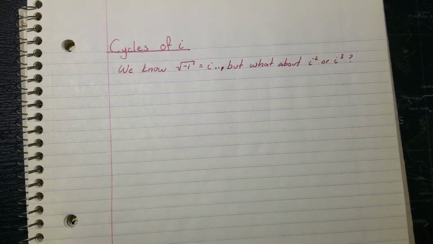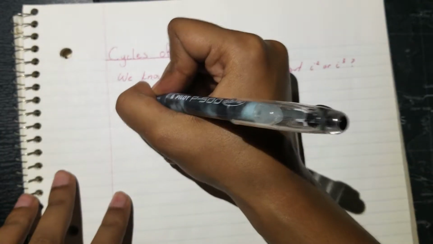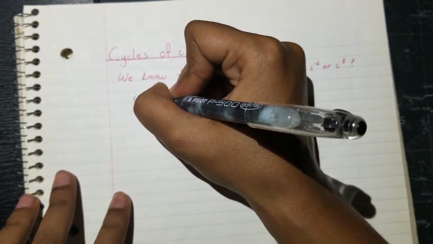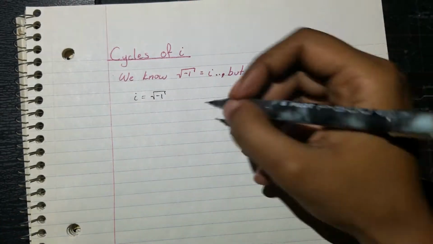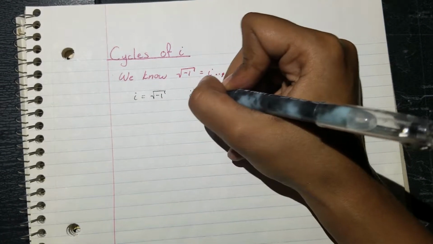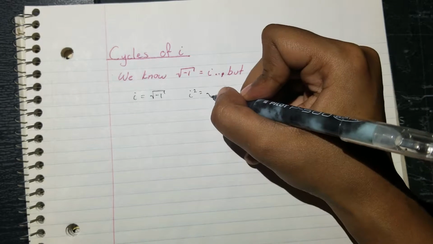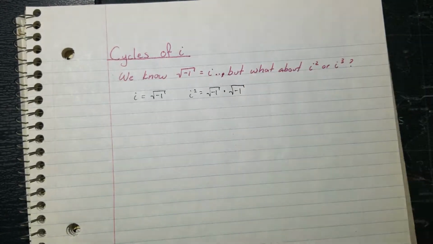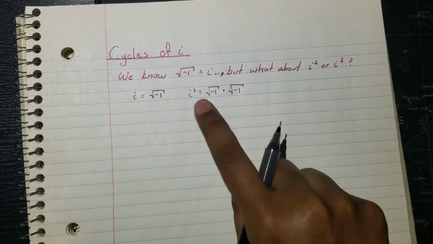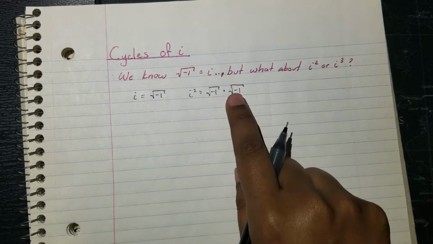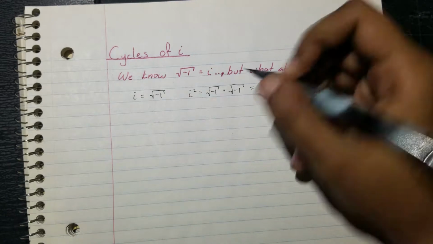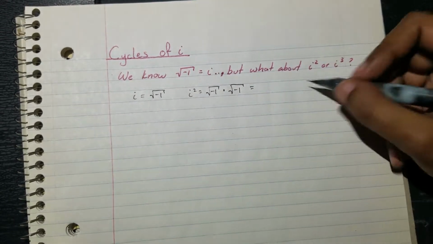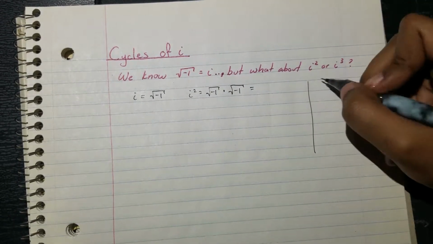So let's look at it simply. We know i is the square root of -1 by default. Well, i squared would be the square root of -1 times the square root of -1. Now, as a rule, when we multiply two things that are the same, we just end up with what's underneath. So let me give a small example here.